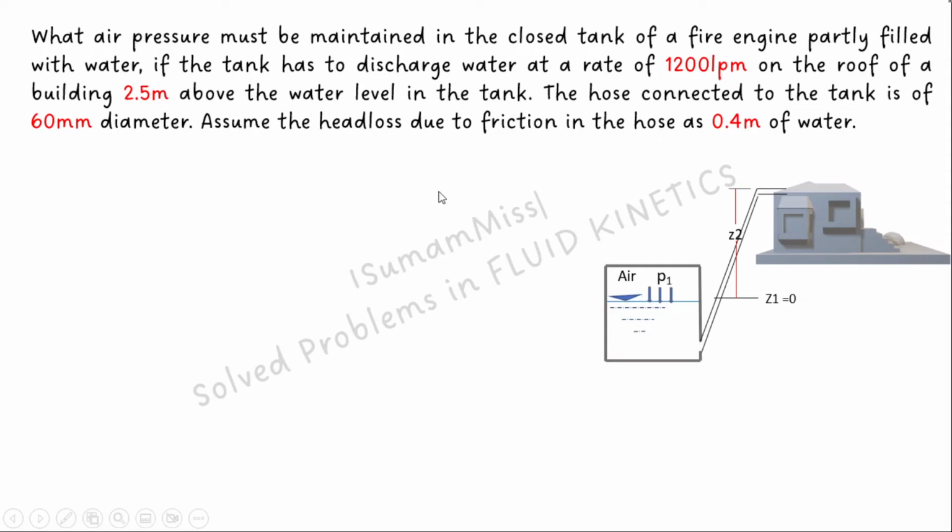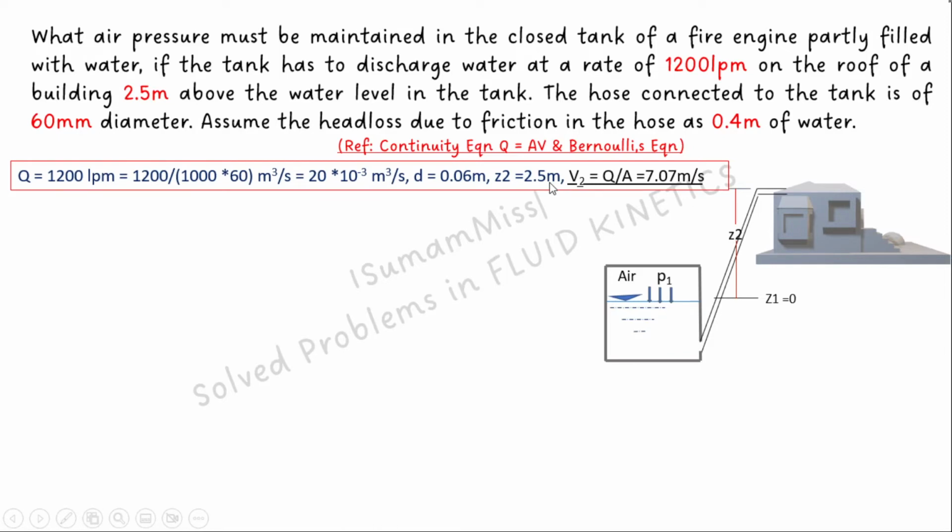Here also we have to apply the continuity equation along with Bernoulli's equation. First of all, we have to copy down all the data and convert it into proper units. The discharge is converted from LPM to meter cube per second. The diameter of the hose is given in mm, so that is to be converted into meter. Z2 is given as 2.5 meter, that is, the roof of the building is 2.5 meter above the water level in the tank.